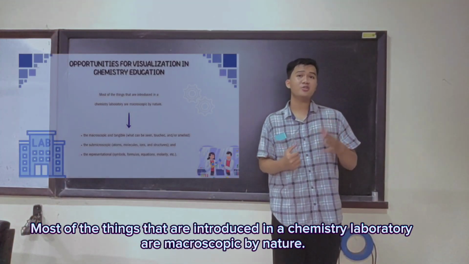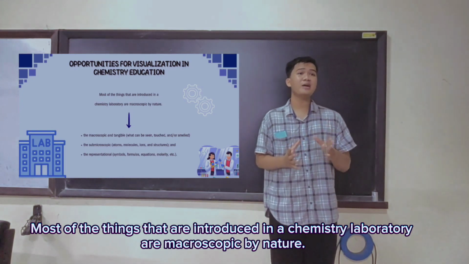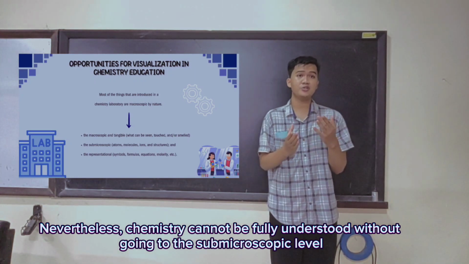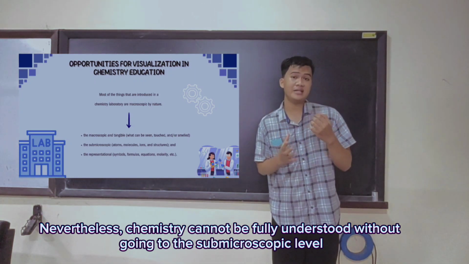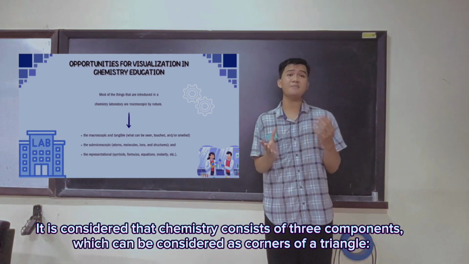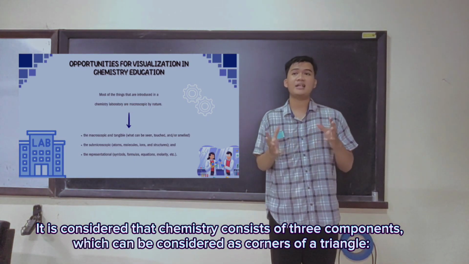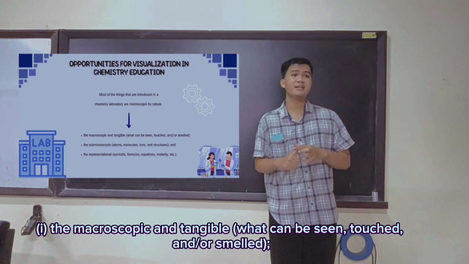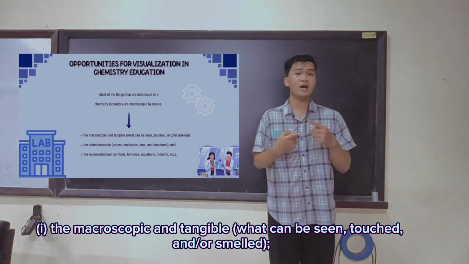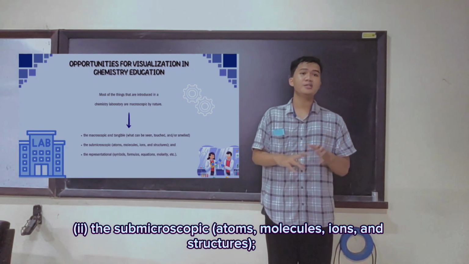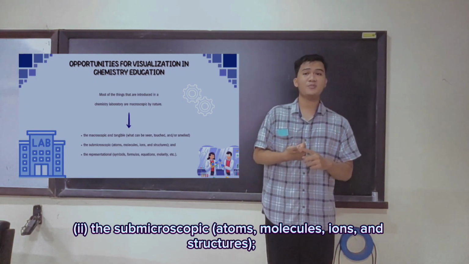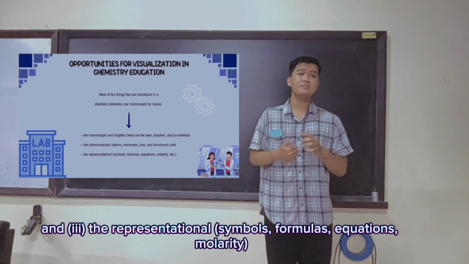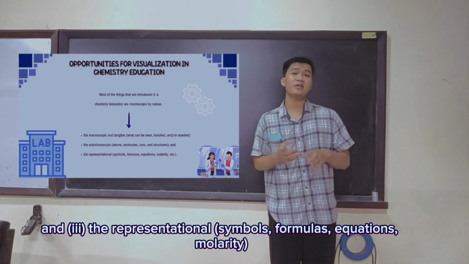Most of the things that are introduced in a chemistry laboratory are macroscopic by nature. Nevertheless, chemistry cannot be fully understood without going to the submicroscopic level. It is considered that chemistry consists of 3 components, which can be considered as corners of a triangle. Number 1, the macroscopic and tangible, like what can be seen, touched, and or smelled. Number 2, the submicroscopic, like atoms, molecules, ions, and structures. And number 3, the representational, like symbols, formulas, equations, molarity.